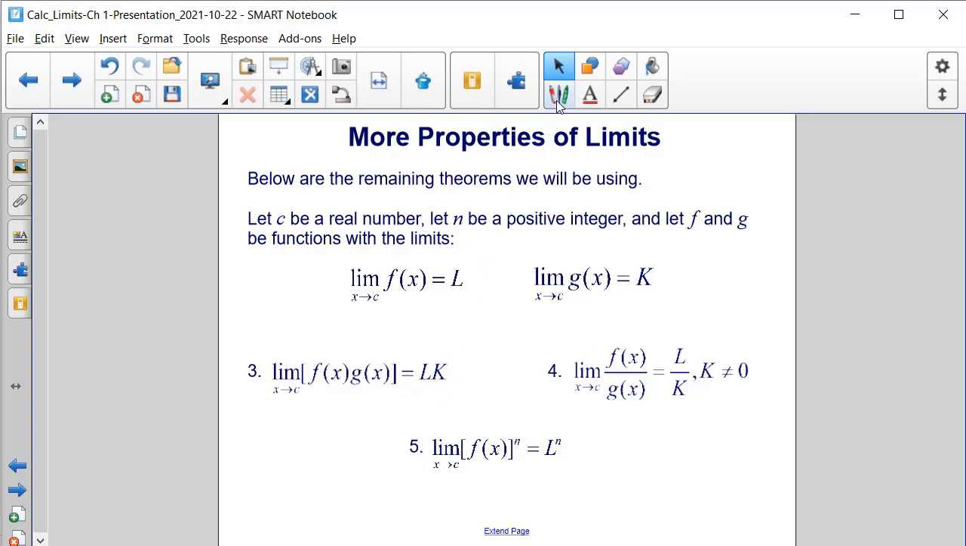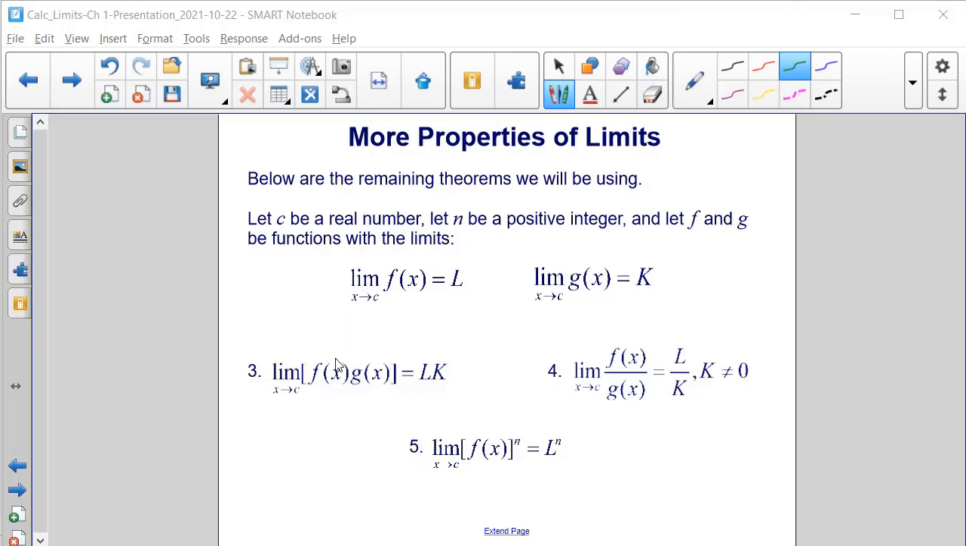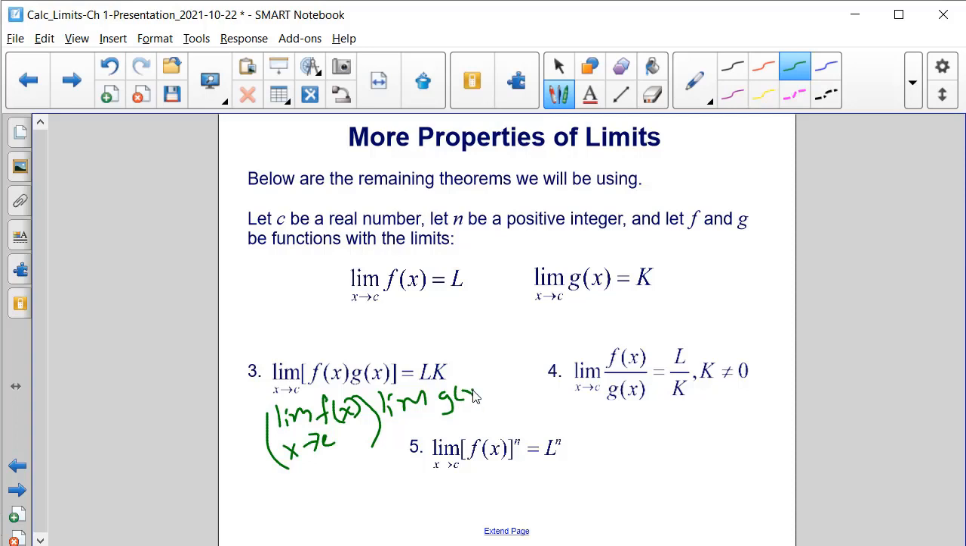Now, why is this true? We can rewrite this expression as the limit of f of x as x approaches c times the limit of g of x as x approaches c. And when we evaluate each of these individual limits, we get L times k, which is exactly what this property states.